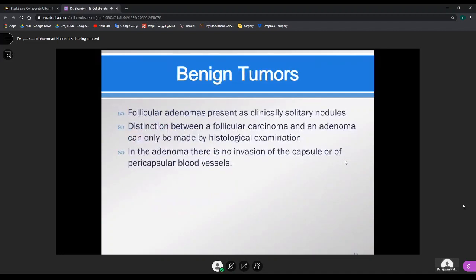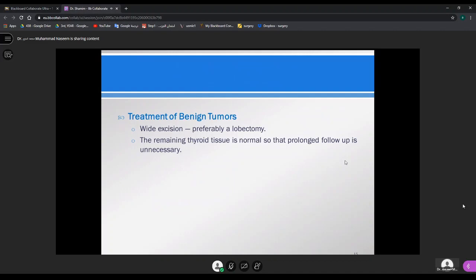Benign tumor, only one, follicular adenoma, presents as a clinically solitary nodule. It cannot be differentiated from follicular carcinoma, which needs histology. In adenoma, there is no invasion of the capsule or perivascular blood vessels. Treatment is wide excision, preferably a lobectomy. That is, if the nodule is present in the right lobe, we remove the whole of the right lobe. And as the remaining thyroid tissue is normal, prolonged follow-up is unnecessary.